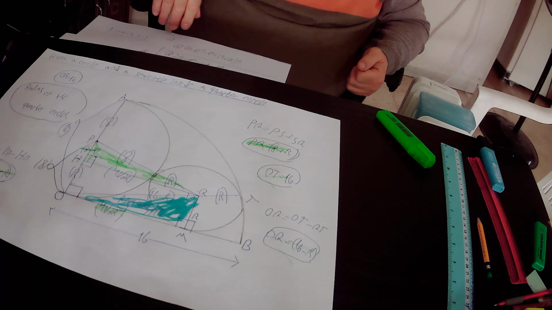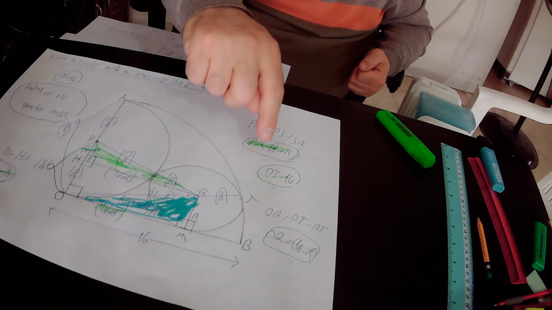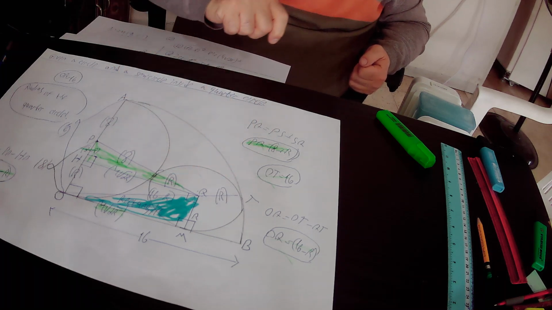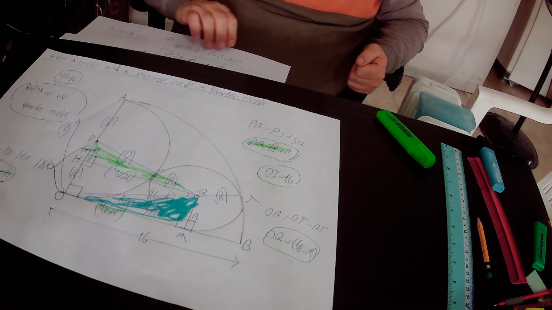Repeat again, the answer to the question is that the radius of this small circle, r, equals 4 units in its length. Okay, thank you very much.